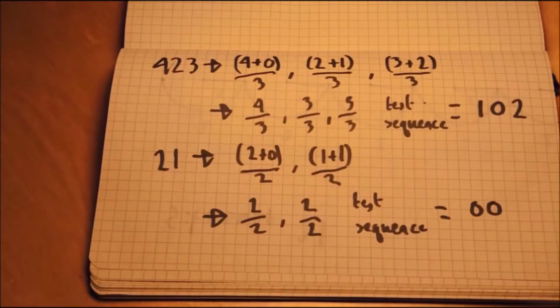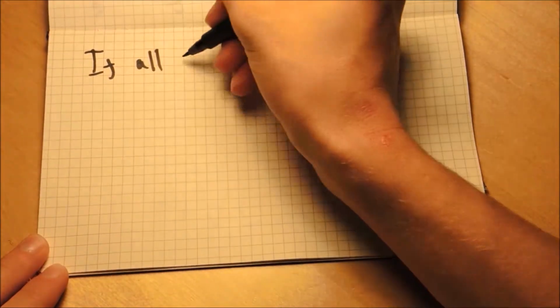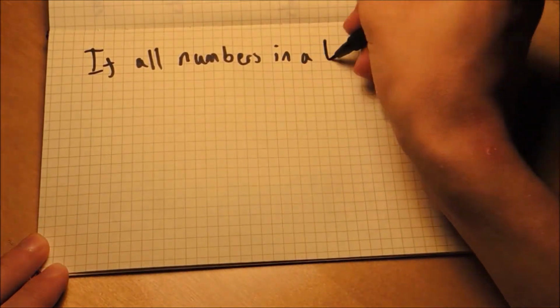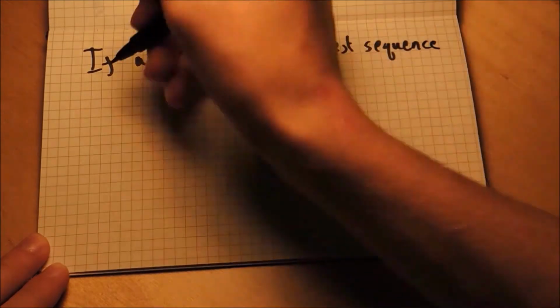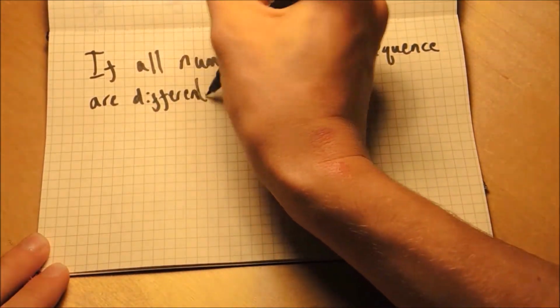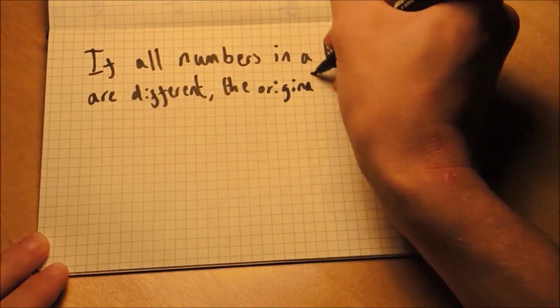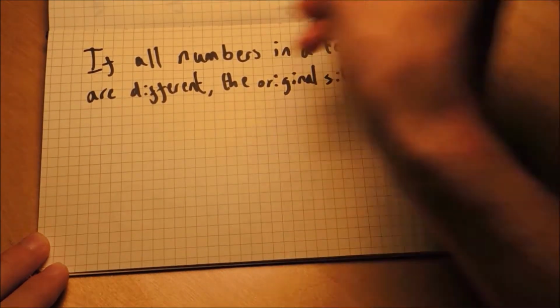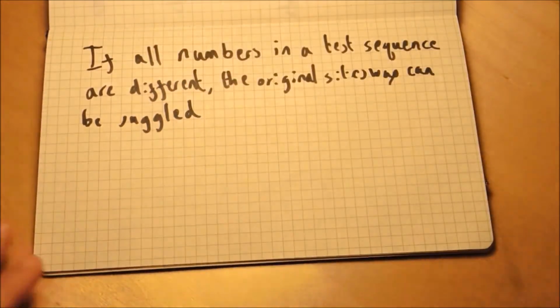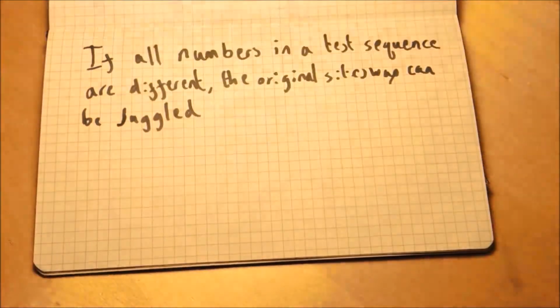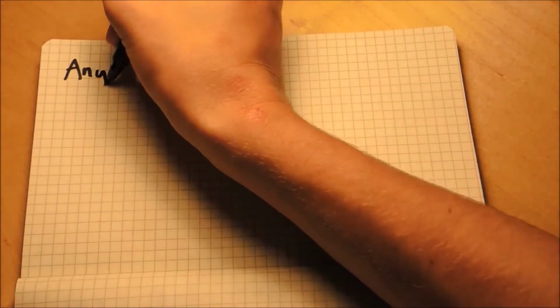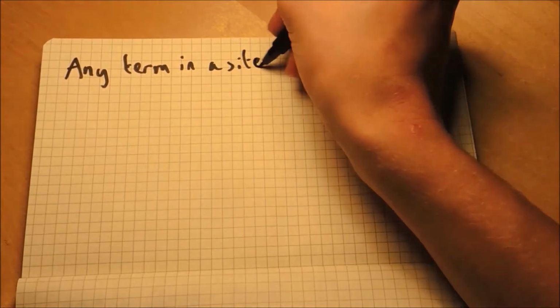Its test sequence will be 0, 0. So, can you guess how a test sequence tells us if a siteswap can be juggled? Basically, if all the numbers in a test sequence are different, then the original siteswap can be juggled. However, if there is more than one number which is the same, the siteswap cannot be juggled. From this rule, we are given two ways in which we can play with the numbers of any juggleable siteswap.